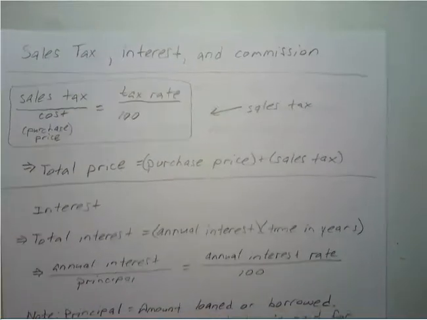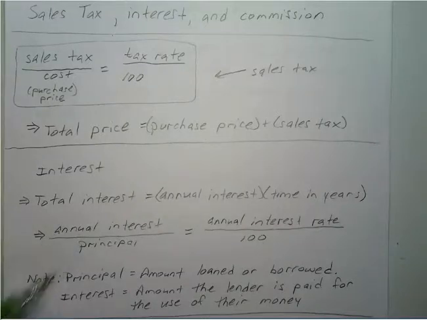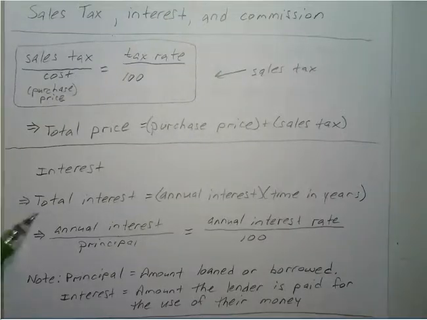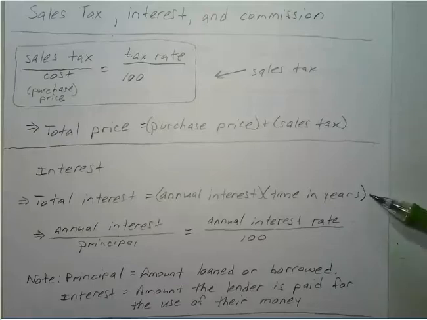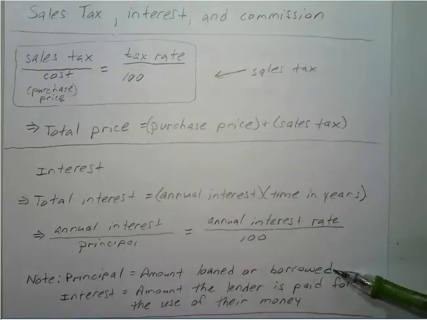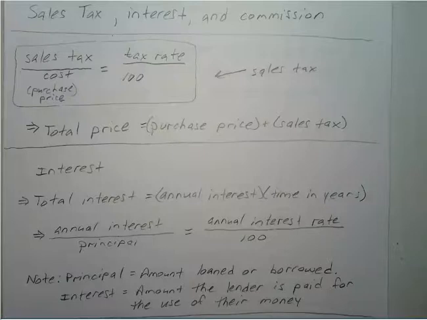Now to solve your annual interest problem, you have your annual interest divided by the principal equals your annual interest rate divided by 100. We know that your total interest is just your annual interest multiplied by your time in years. The principal is just the amount of money that was loaned out or borrowed. And your interest is just the amount the lender was paid basically for you to use their money.